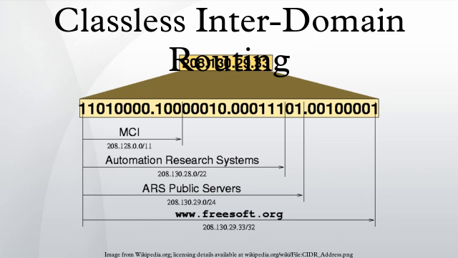CIDR notation is a syntax for specifying IP addresses and their associated routing prefix. It appends a / character to the address in the decimal number of leading bits of the routing prefix, for example, 192.168.2.0/24 for IPv4, and 2001:db8::/32 for IPv6.